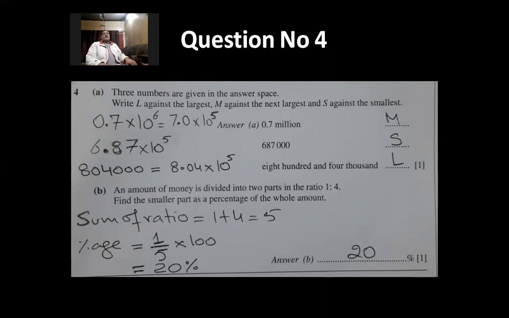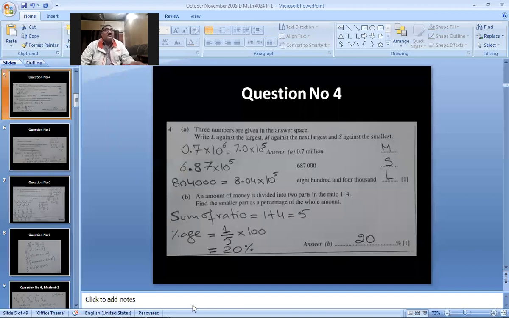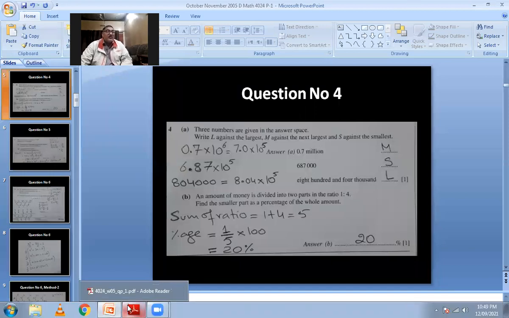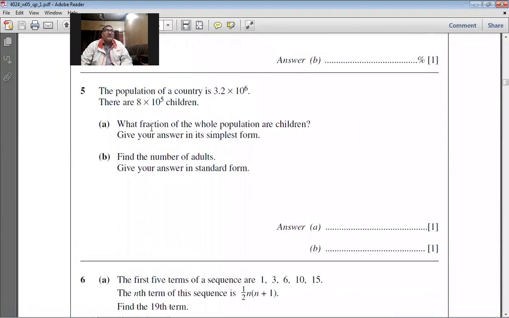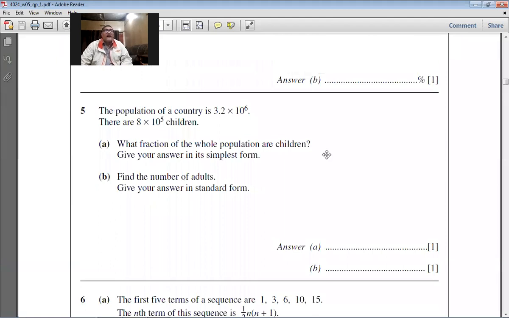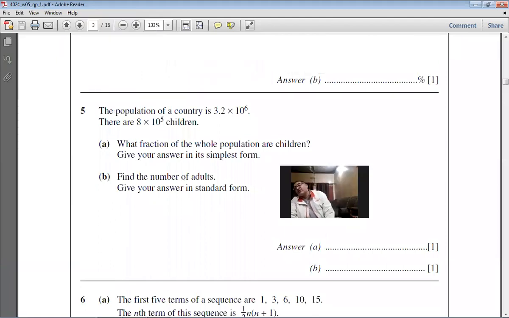20%. So this was how you do question number 4. Let's move to the next part. Here we have question number 5 coming up on your screen.